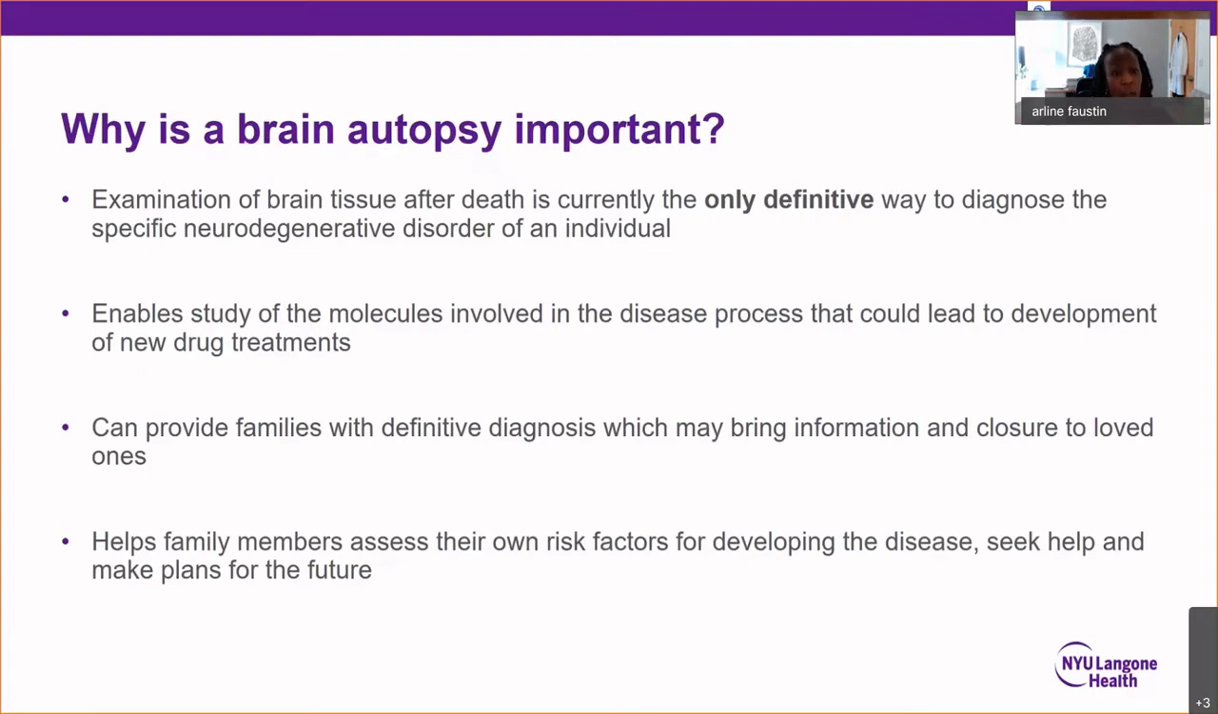We also have the autopsy as a tool to help family members assess their own risk for developing the disease and to seek help and maybe make plans for the future. This is for those who do have a gene that runs in their family, or they notice a lot of members of their family end up with the same clinical symptoms. So we try to see what we can learn from the different tissue or the blood that's drawn, and then help the family members figure out what their next steps would be.